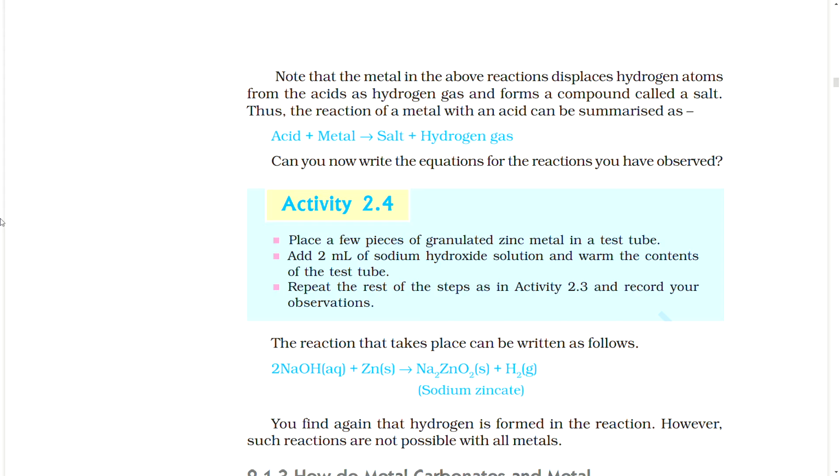Comment this. Activity. Place a few pieces of granulated zinc metal in a test tube and add 2 ml of sodium hydroxide solution and warm the contents of the test tube. Repeat the test of the steps as in the previous activity and record your observation. Comment this.